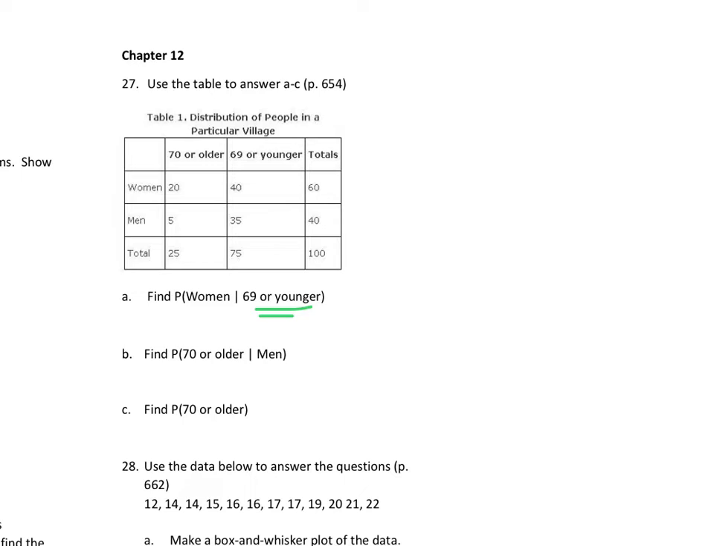Of the total number of people who are 69 and younger, there are 75. So that's going to be your denominator. Of those 75, how many are women? Look in the green part and it's going to be 40. I'm just going to answer to the nearest percent. So 40 divided by 75 is approximately 53%.